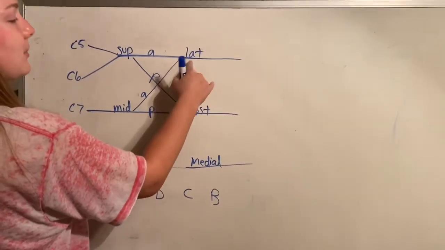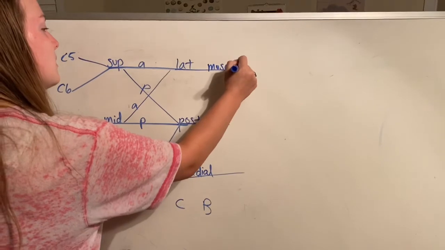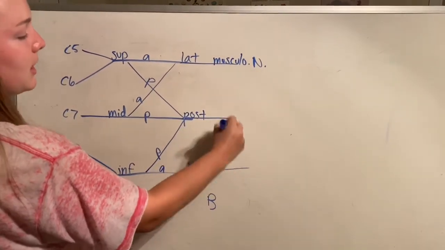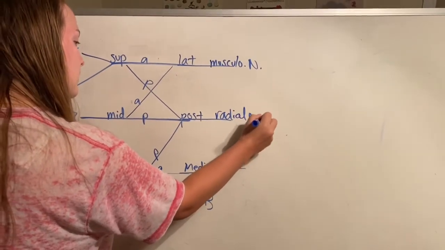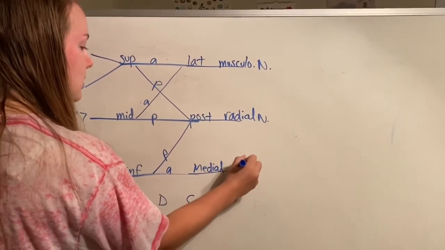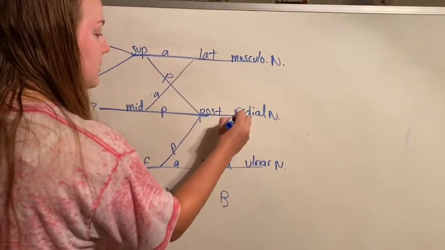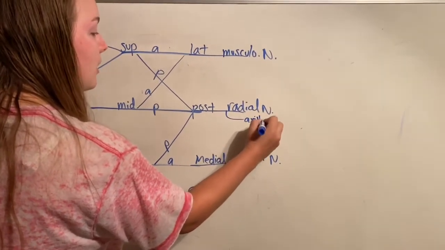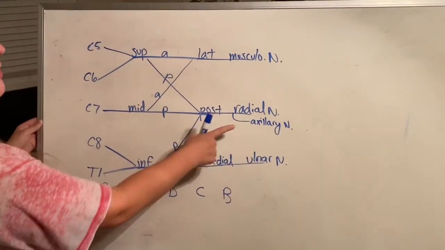Starting up at the top, we have our lateral chord terminates as our musculocutaneous nerve. I'm going to abbreviate that as musculo. And then this one, our posterior chord, terminates as our radial nerve. Down here, we terminate as our ulnar nerve. And then the only other thing we need to draw on right here would be our axillary nerve. It doesn't come off of your radial nerve, but it does have the same nerve roots as your radial nerve, which is why we draw it there.